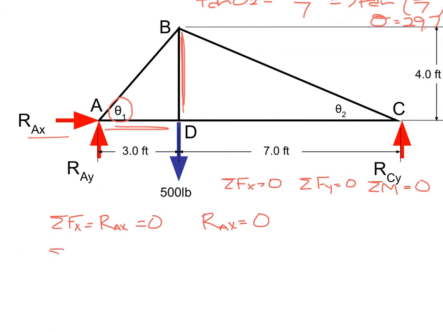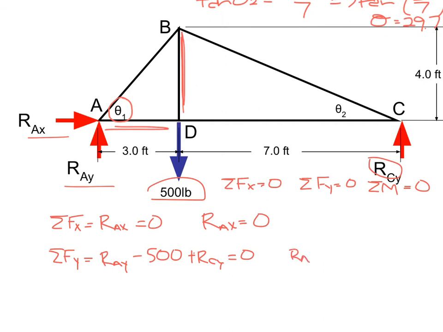Now let's look at our sum of forces in the y direction. Forces we have acting in the y direction is our RAY. Remember, up is positive. We have our 500-pound applied force acting down, so that's going to be negative. And we have RCY acting upwards, which is going to be positive. And all 3 of those things added together has to be equal to 0. So we can simplify that to say that RAY plus RCY have to be equal to 500 pounds.